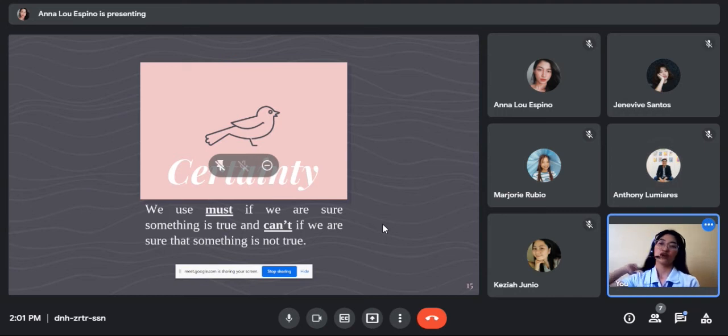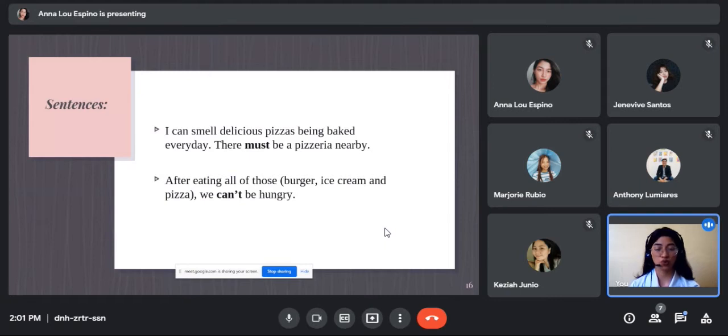So for certainty, again, it shows sureness because of some evidences, okay? Take note that we can use the word must if we are sure that something is true, and can't if we are sure that something is not true, on the other hand. It's just a matter of true and not true, okay? So again, these sentences were from the letter that Miss Genevieve has read a while ago. I can smell delicious pizzas being baked every day. There must be a pizzeria nearby.